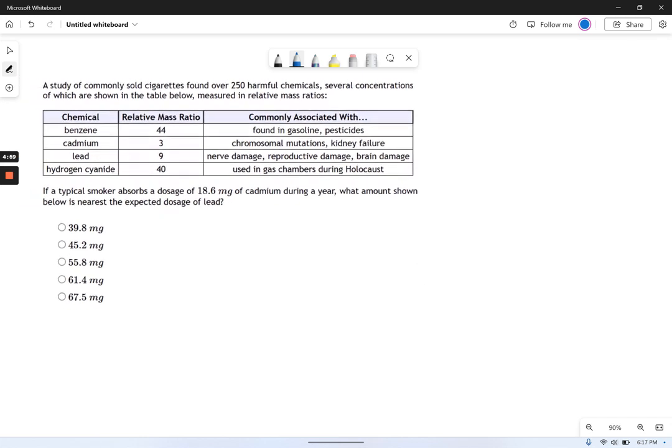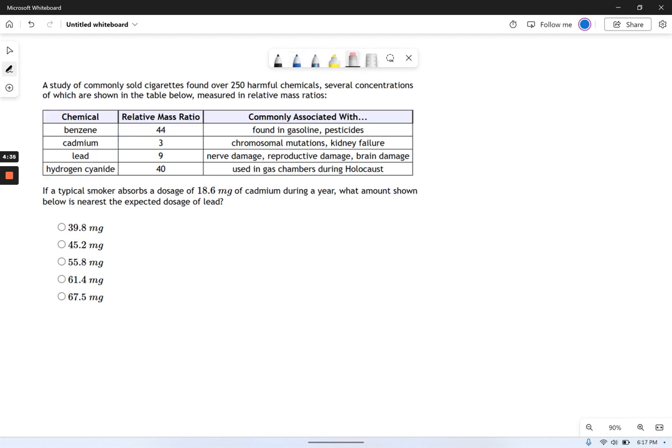So we're dealing with a ratio problem here, and you can see them use the word ratio right here, mass ratios. What that means is in this particular study that we're looking at right here, they measured some cigarettes and they said, okay, what's in these things? And they found several, there's a lot of chemicals in cigarettes, but 4 of these are what we're going to focus on right here. Benzene, cadmium, lead, and hydrogen cyanide.